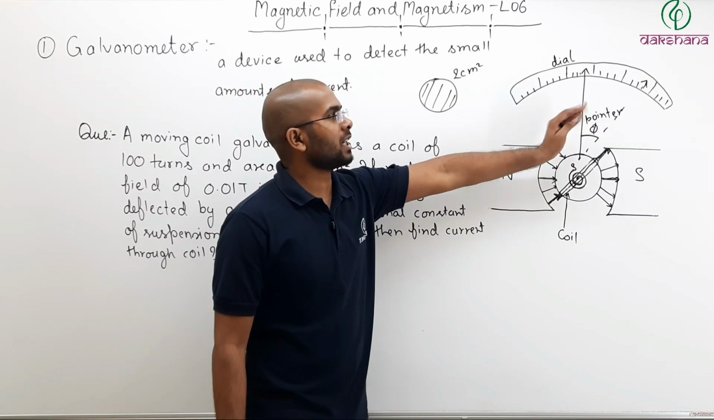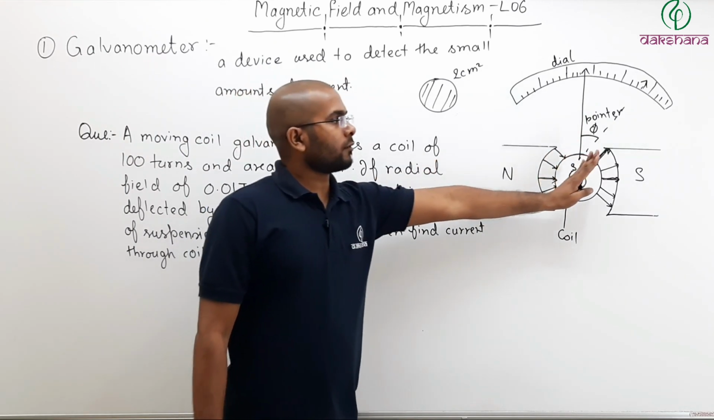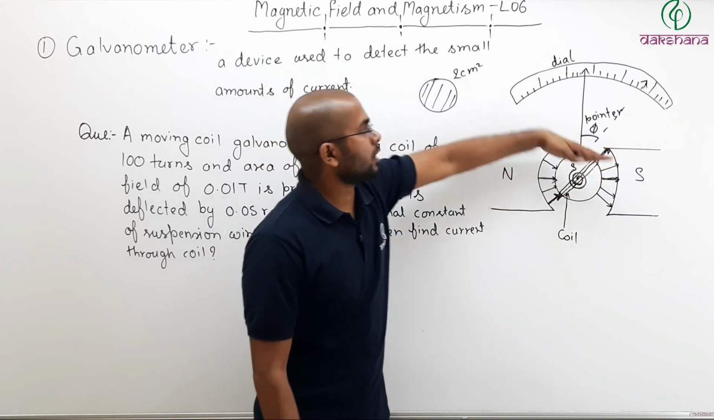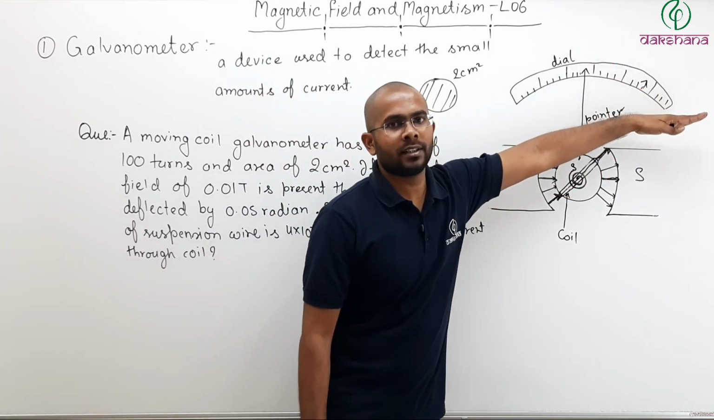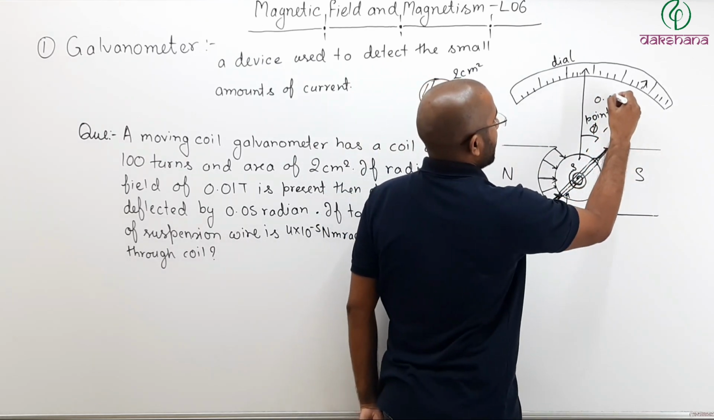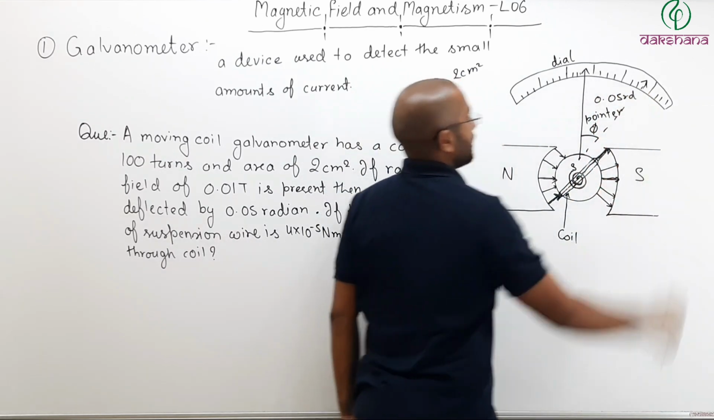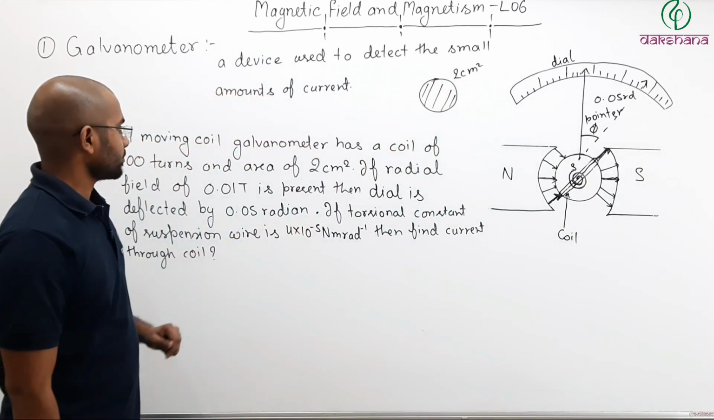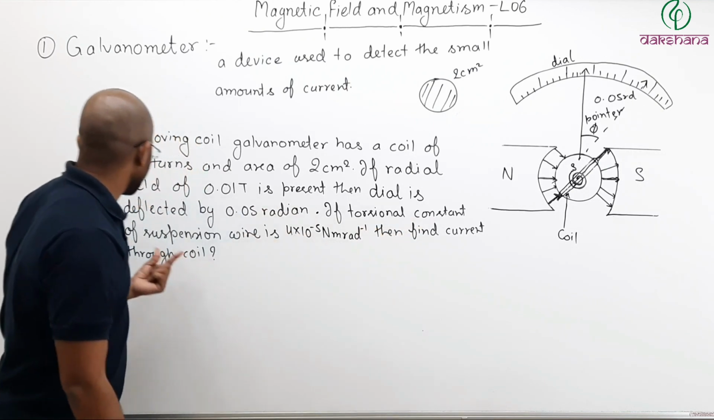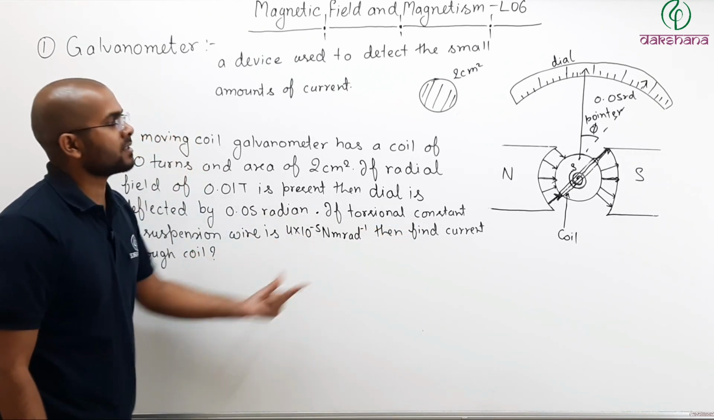Here this is the pointer or dial. So when the torque is applied, the coil will rotate, and with the coil this dial will be deflected. So how much is it deflected? In this case 0.05 radian it is deflected here. The dial is deflected by this much. If the torsional constant of this suspension wire is this much.